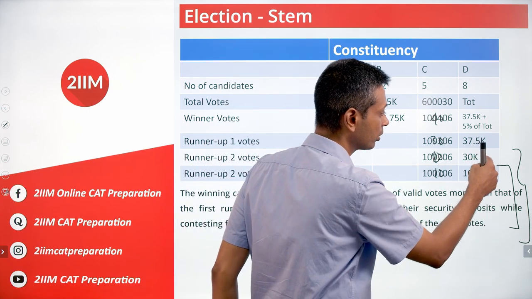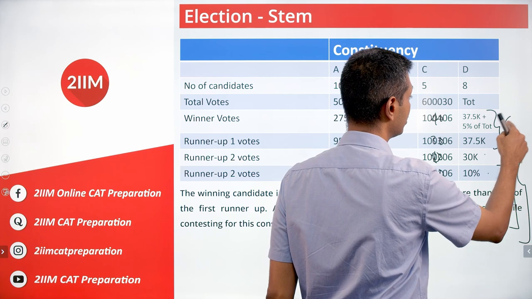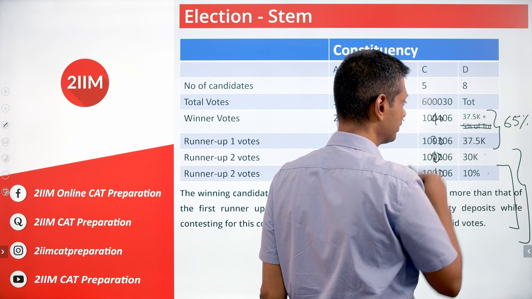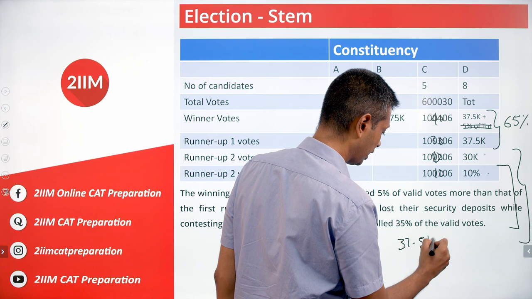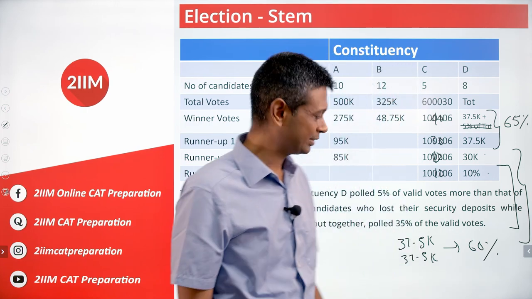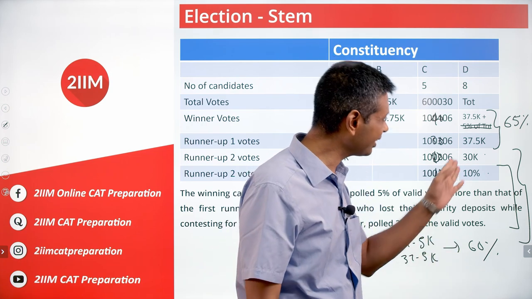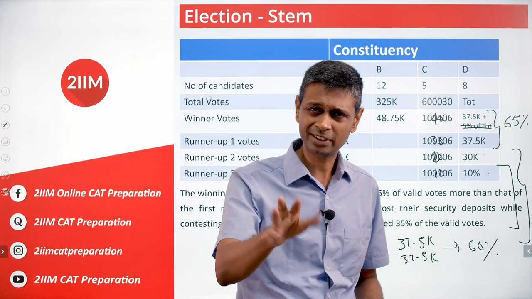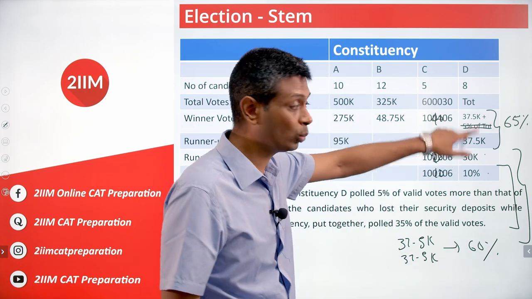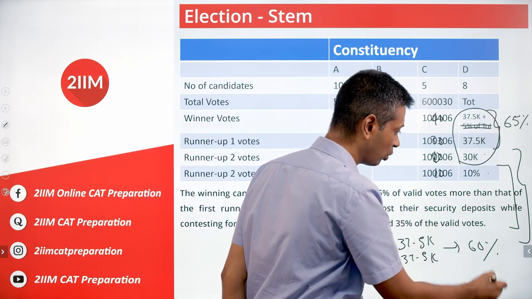So from here onwards, it adds up to 35%. That means the remaining, these 2, add up to 65%. Of the total votes, 5% goes off. 37.5k plus 37.5k adds up to 60%, or 37,500 is 30%, or 30,000 will be 25%, 24%, somewhere there, that cannot have lost a security deposit, or the scenario where from runner-up 2, everybody loses. That is wrong. Runner-up 2 retains it.